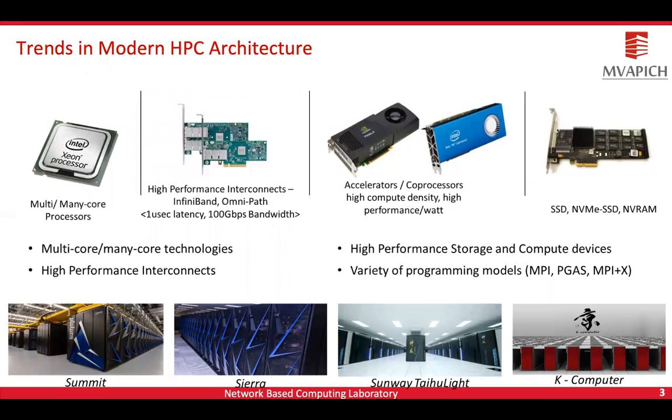Current trends in modern HPC architectures are such that processors are having more and more cores inside the same node. Also, high-performance interconnects such as InfiniBand and OmniPath are having more bandwidth, and they are getting equipped with high-performance in-network capabilities such as SHARP and hardware tag matching. Modern supercomputing systems such as Sammy Door are also equipped with GPUs and coprocessors, as well as high-performance storage systems such as SSD, NVMe, and NVRAM.